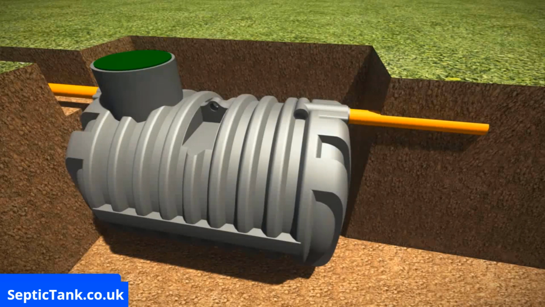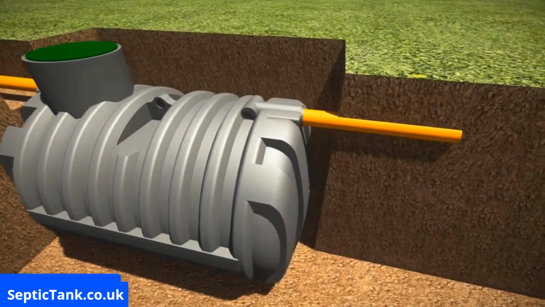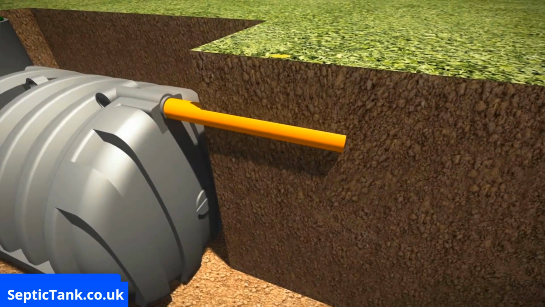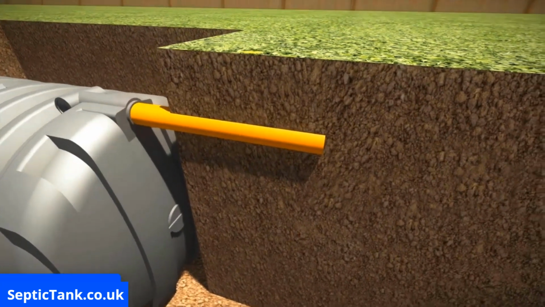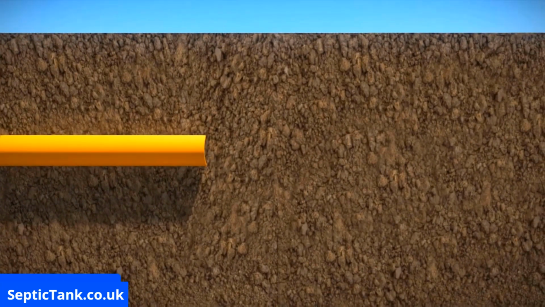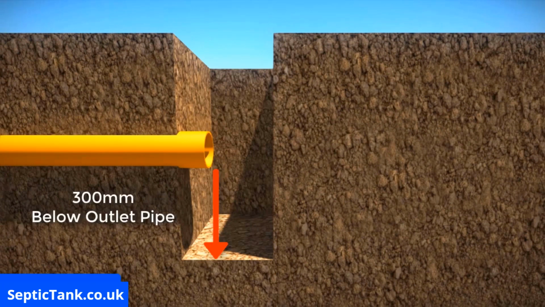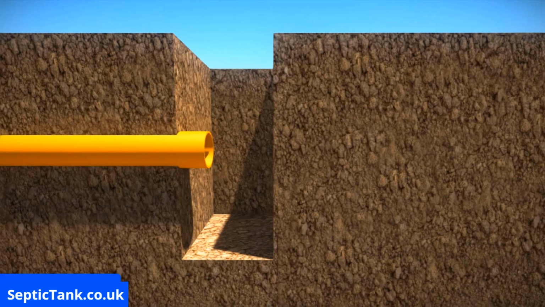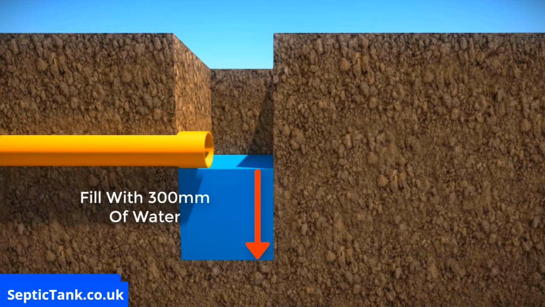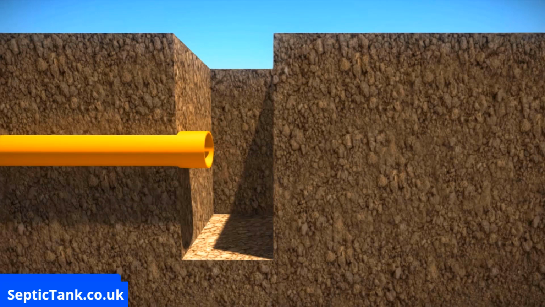So how do you carry out a percolation test? Well, you need to first of all work out where you're going to install your septic tank. Then work out where the outlet pipe will be. Once you've done that, you then need to dig a hole 300 millimeters square to a depth of 300 millimeters below the level of the outlet pipe. Then fill the 300 millimeter square section of the hole to a depth of at least 300 millimeters of water and allow it to seep away overnight.